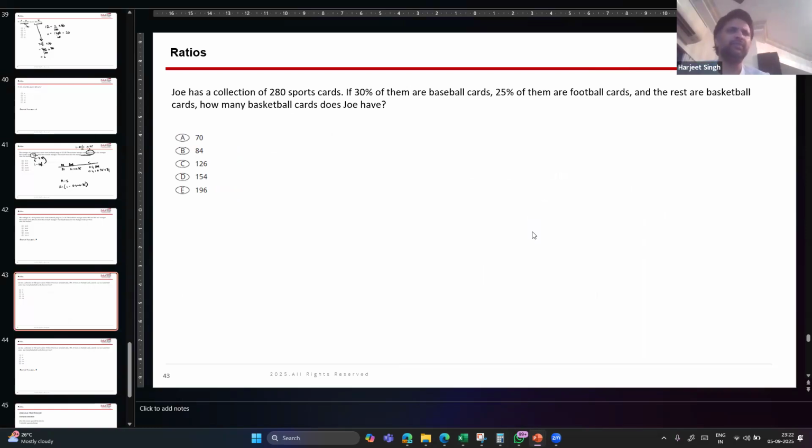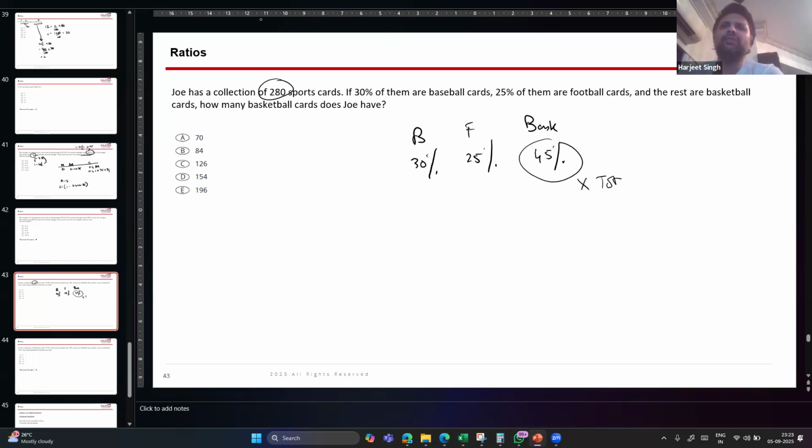One more question. Joe has a collection of 280 sports cards. 30% are baseball, 25% are football, and the rest are basketball, which means 45% are basketball. How many basketball cards does Joe have? It's pretty straightforward. Basketball cards are 45%. So this into the total, which is 280, will fetch the answer.